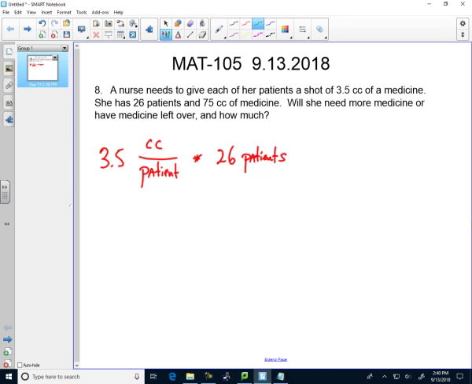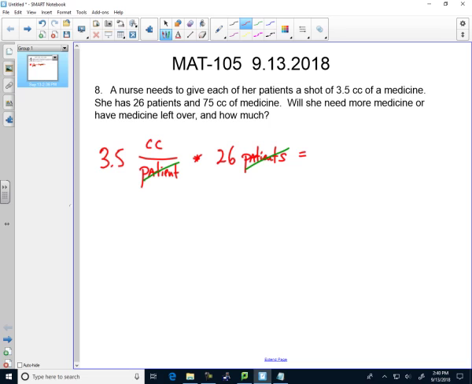There's 26 patients. What am I left with? Yeah, but what's my units? cc's. And it tells me to do what to that? Multiply. Okay, I was making sure I wasn't missing something.